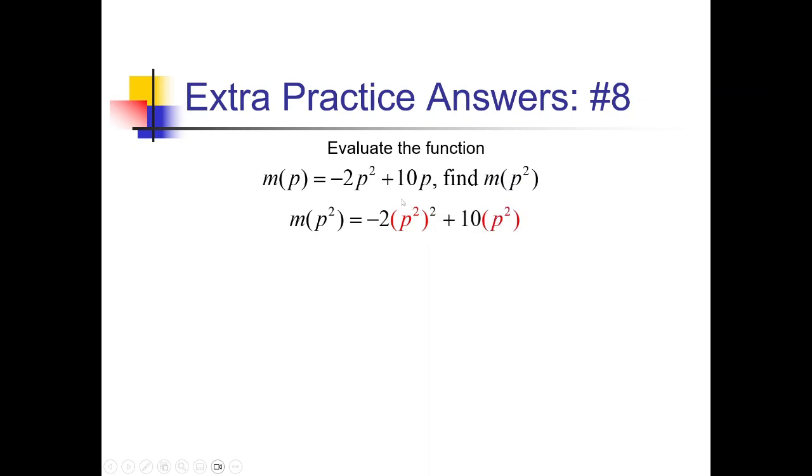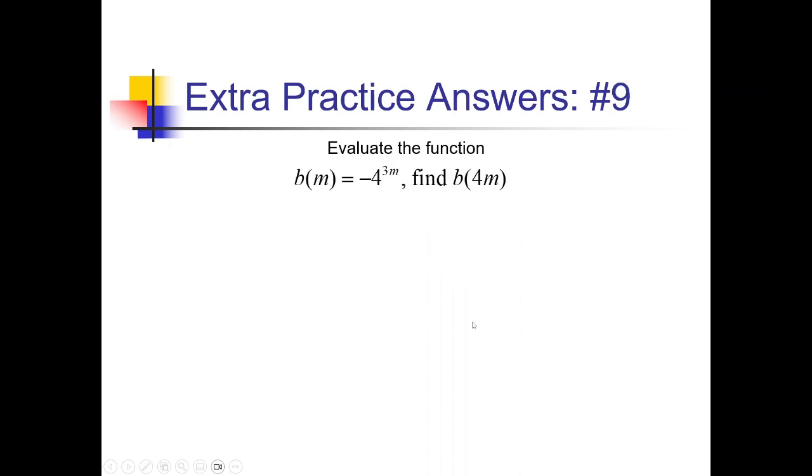Simplifying a bit, this is going to be negative 2 to the p times p to the fourth, because we're multiplying the 2's, not adding them. And over here, this is just 10p squared. Different exponents, so I can't combine anything. I'm done with this one.